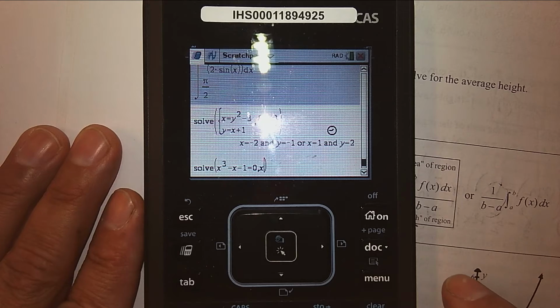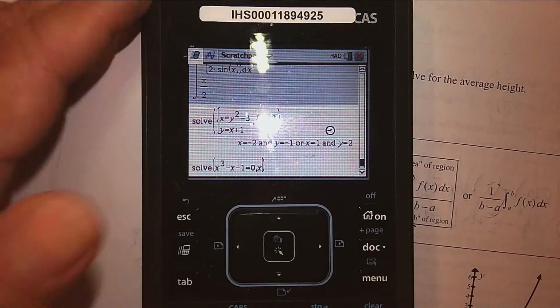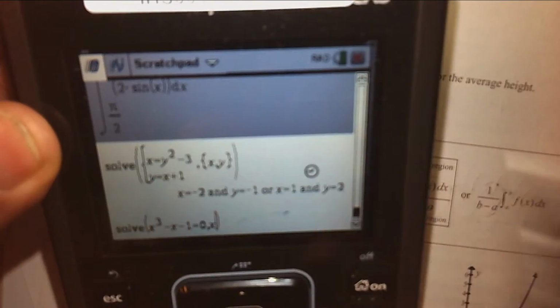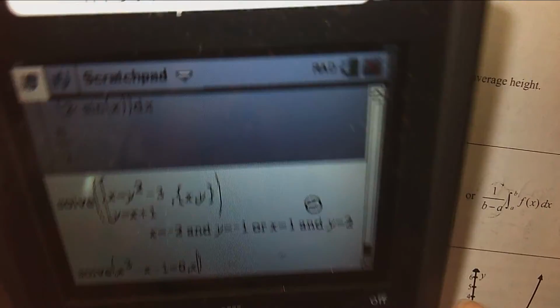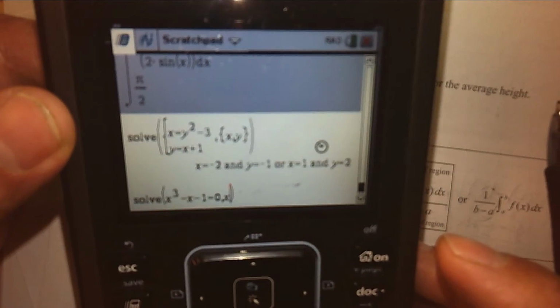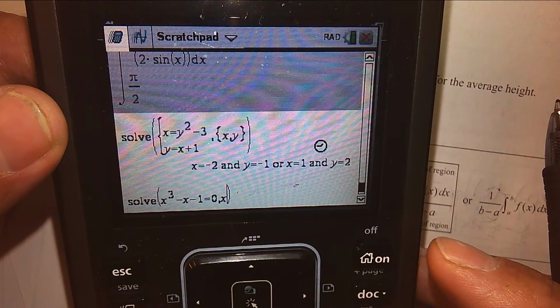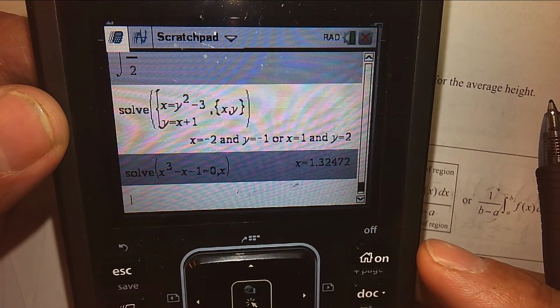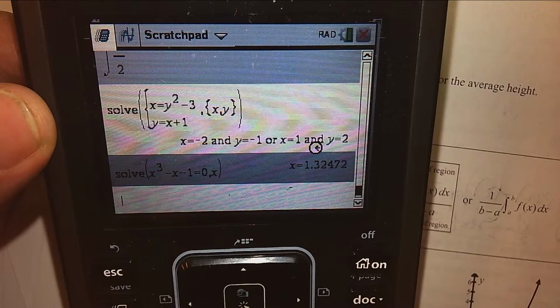Enter. Did it freeze on me? Oh, it has this little clock going on. It's spinning. Oh, there you go. I just had to be patient.